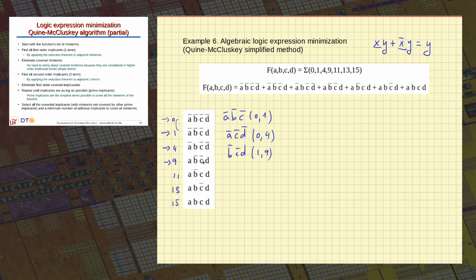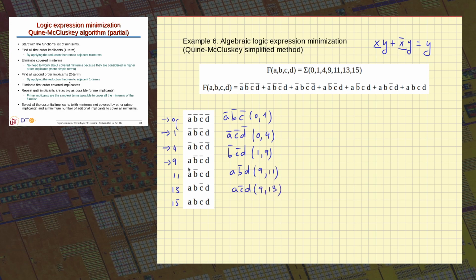Now 9 and 11 only differ in literal C, so I have A B complemented D, which covers minterm 9 and minterm 11. Great. Now, minterm 11 and minterm 13 can also be simplified. They only differ in literal B. So it's A, C complemented D, which is the addition of minterm 9 and 13.